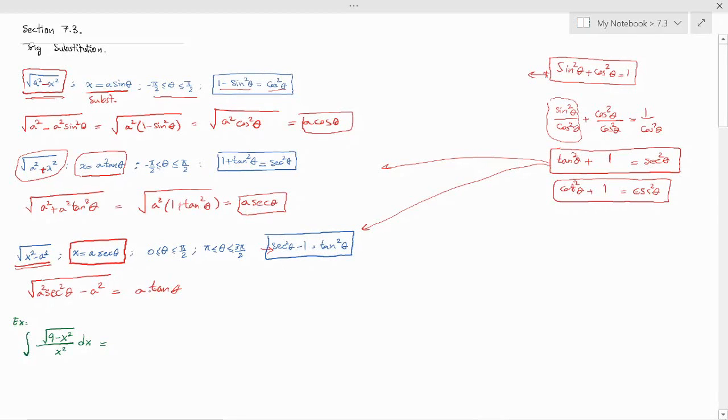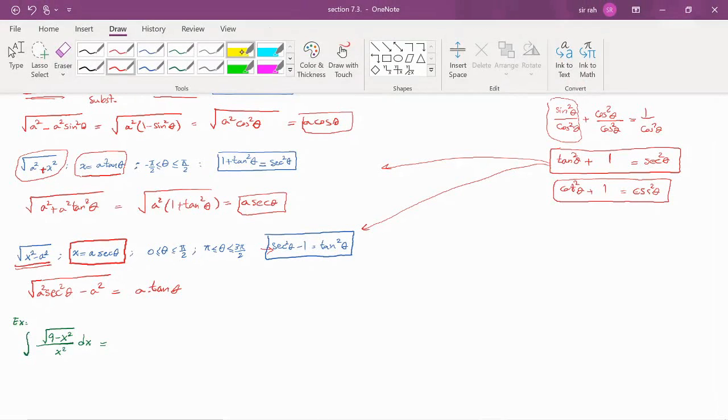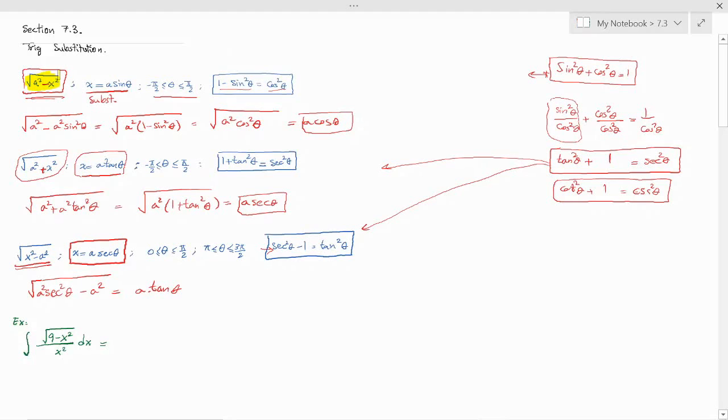Again, this a is just a constant. You will see in the examples. So it's not always required to use this substitution. But if you see something like a squared minus x squared, you can think about the substitution of x equal to a sine theta. If you see square root of a squared plus x squared, you can use a tangent. And if it is square root of x squared minus a squared, use a secant theta.